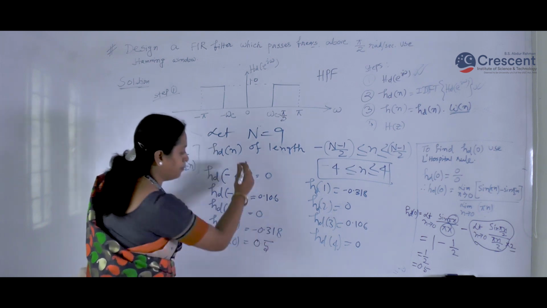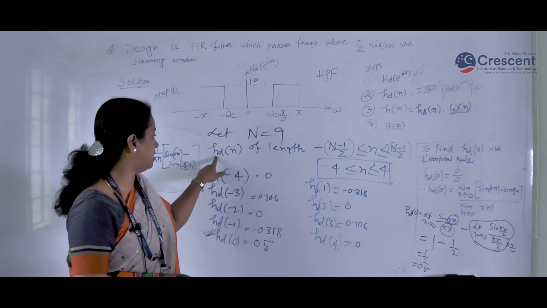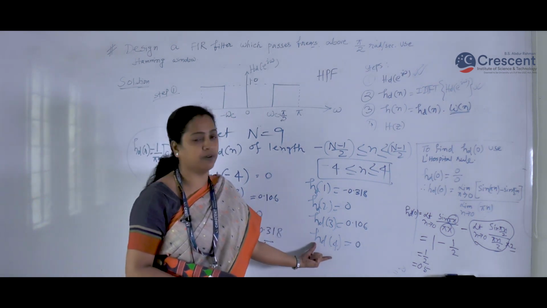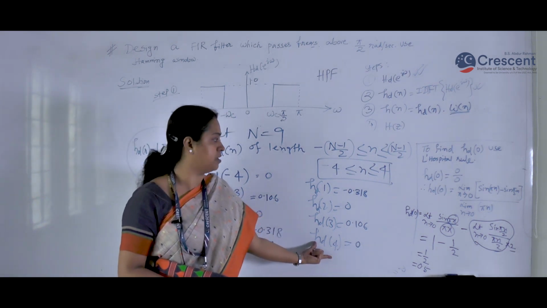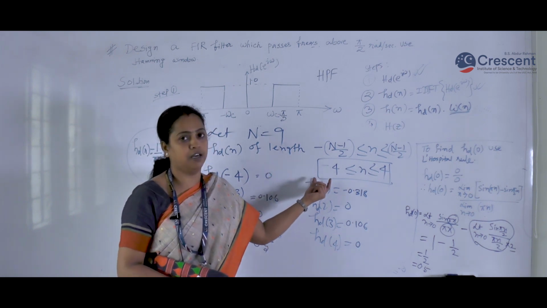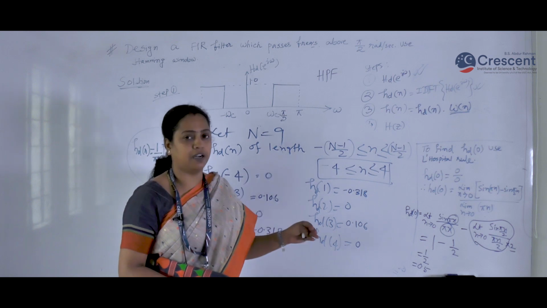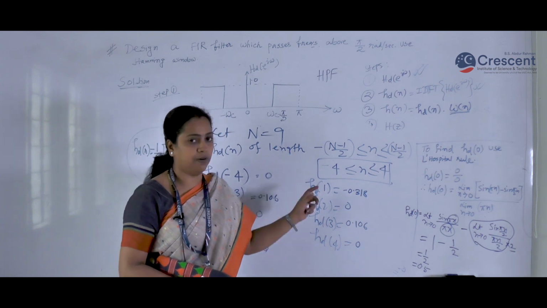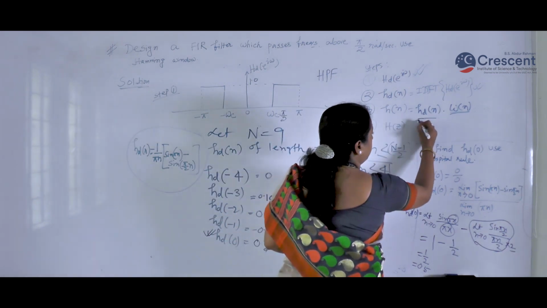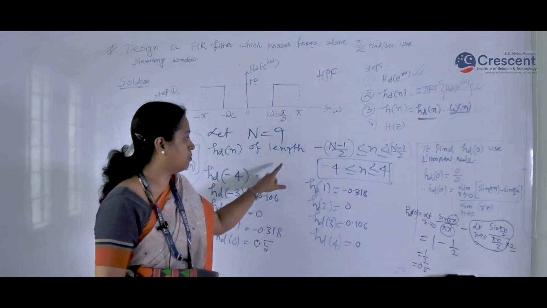So we have computed the values of Hd of n from minus 4 to 4. Why minus 4 to 4? Because we are going for designing the ideal filter first. In the specification it was not mentioned whether the filter is linear phase or ideal. So we have started with ideal filter design, later we will be converting it. Next, we have found out Hd of n within that range from minus 4 to 4.